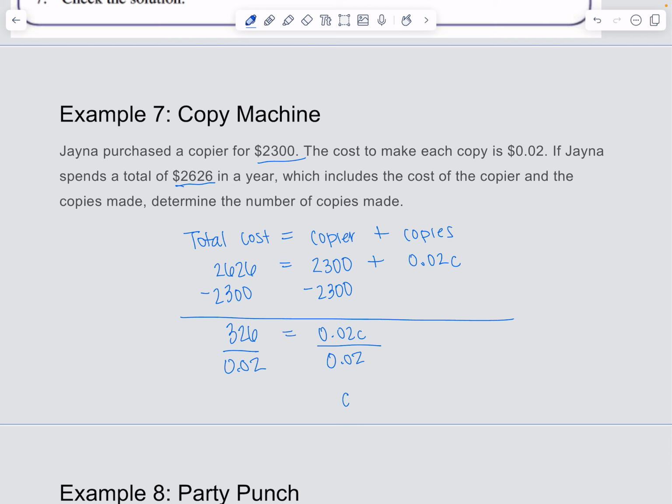This tells us that C is 16,300. Okay, again, we were given this problem in sentences, so we answer in sentences. Jana made 16,300 copies over the span of a year. Something like that.